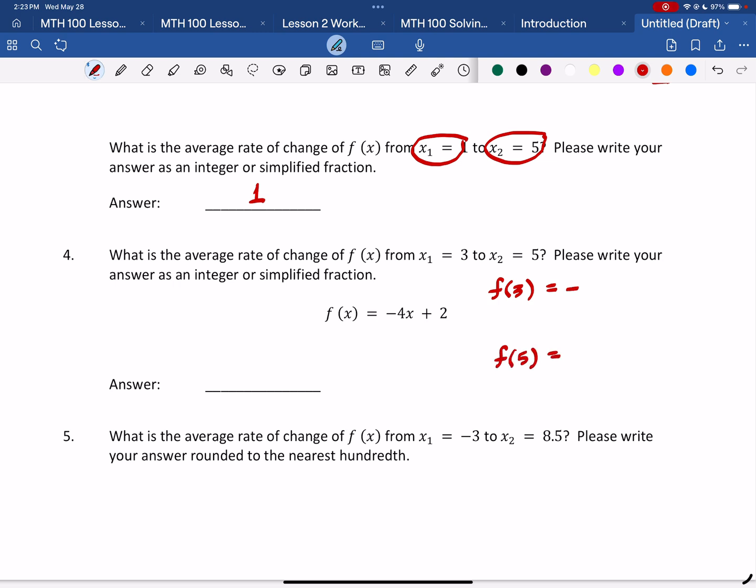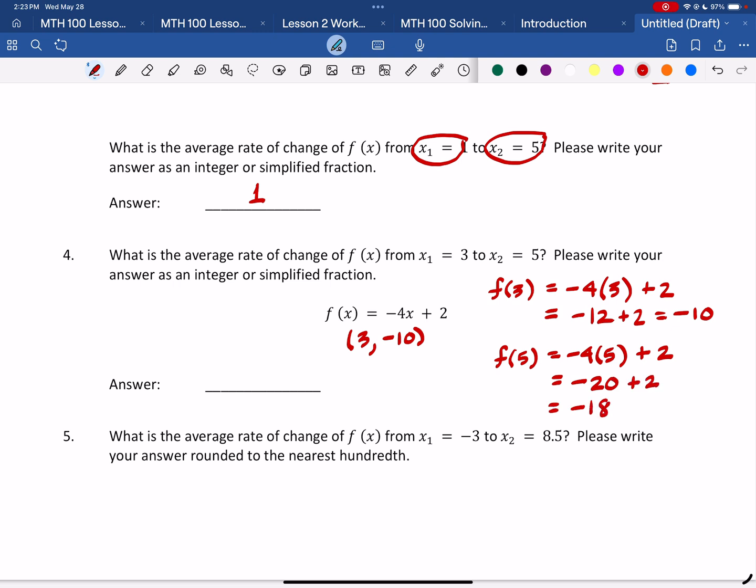So f of 3 will be, since our function is negative 4x plus 2, negative 4 times 3 plus 2, which is negative 12 plus 2, which is negative 10. Now that corresponds to the point (3, negative 10). And f of 5 is negative 4 times 5 plus 2. It's going to be negative 20 plus 2, which is negative 18. So that corresponds to the point (5, negative 18).